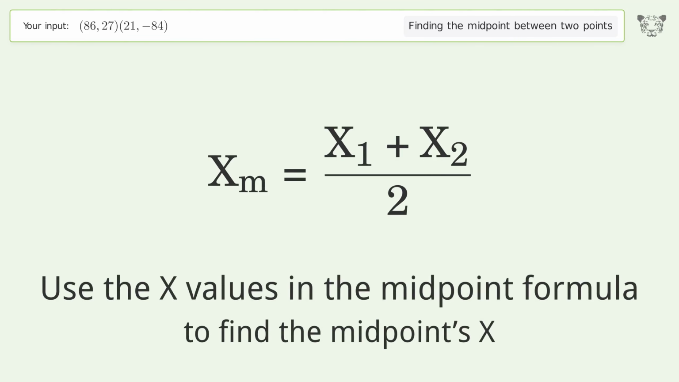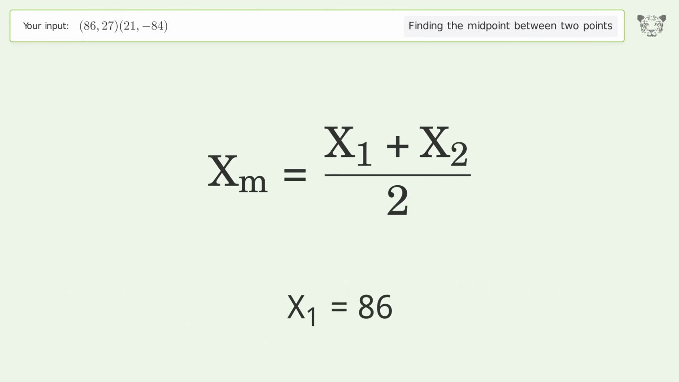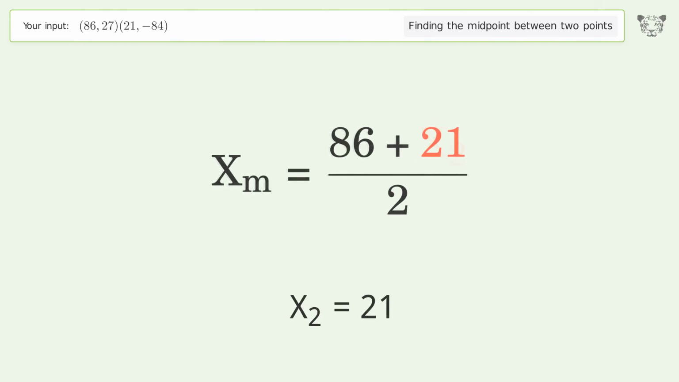Use the x values in the midpoint formula to find the midpoints x. x1 equals 86. x2 equals 21. Simplify the arithmetic.